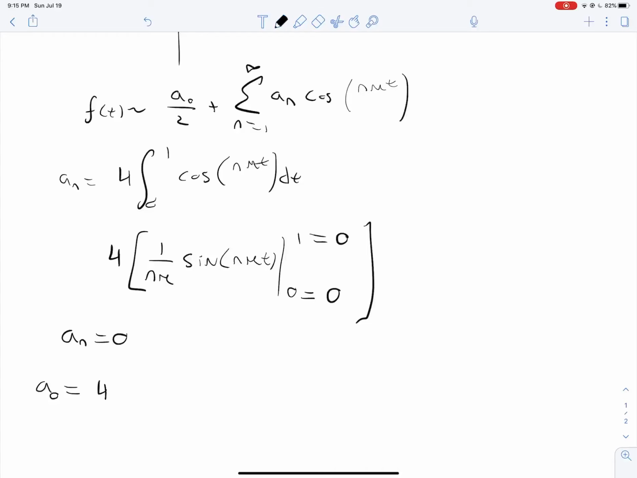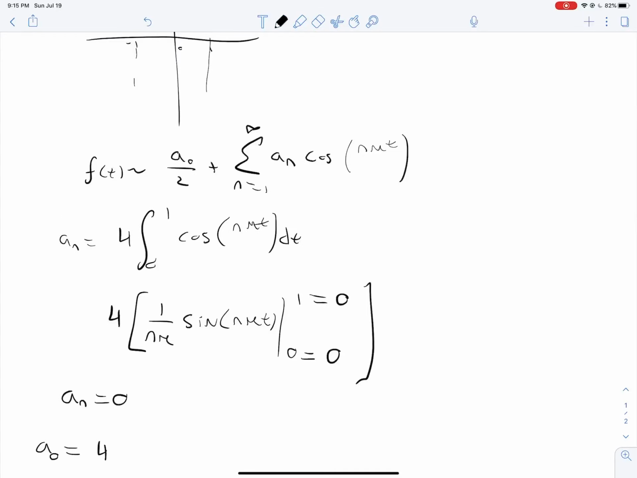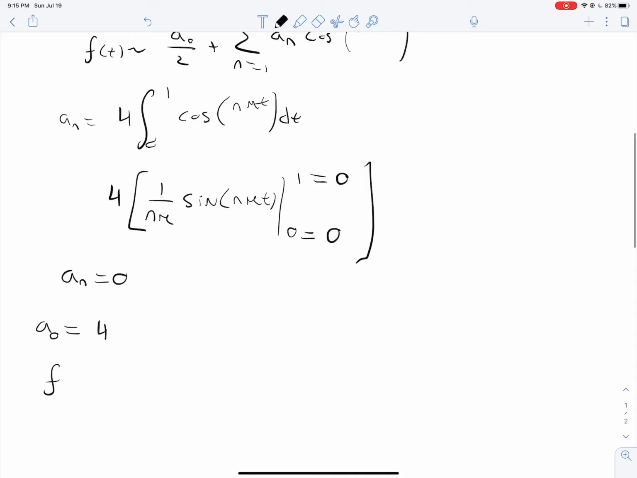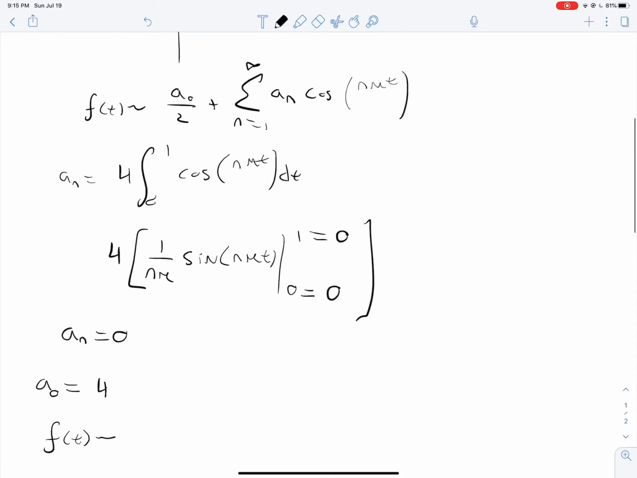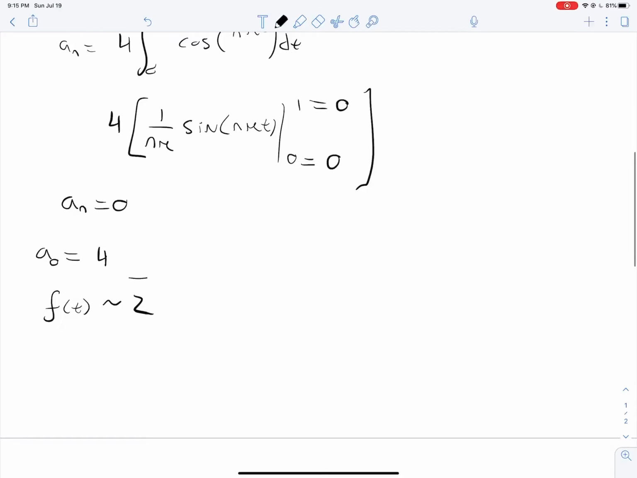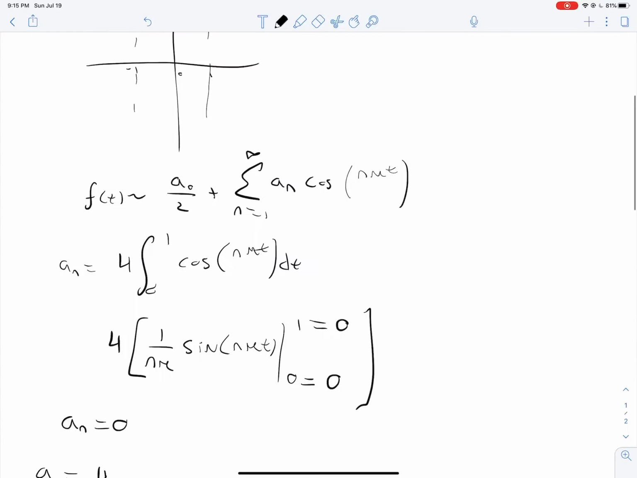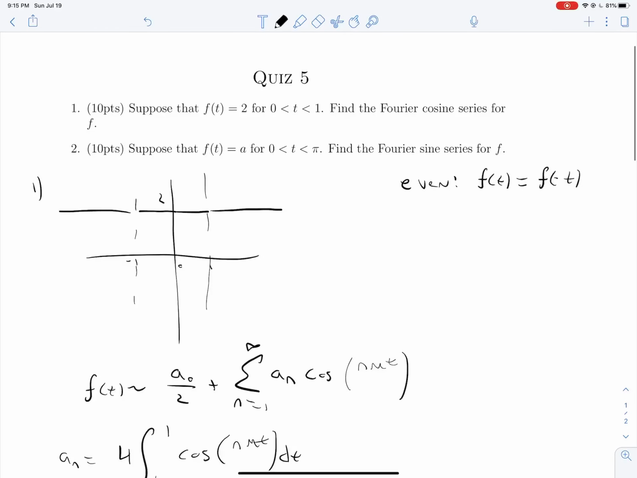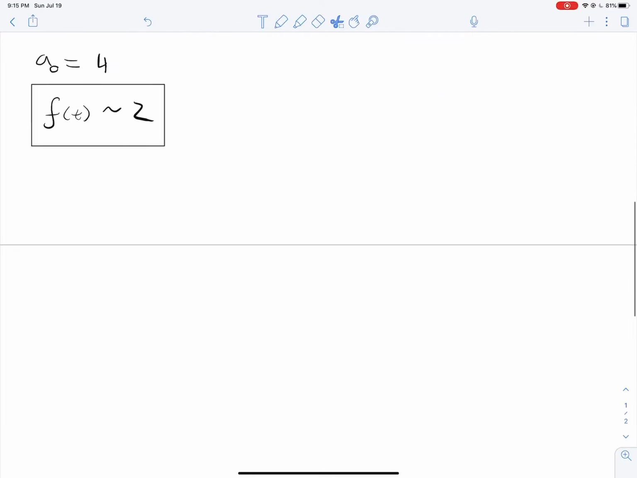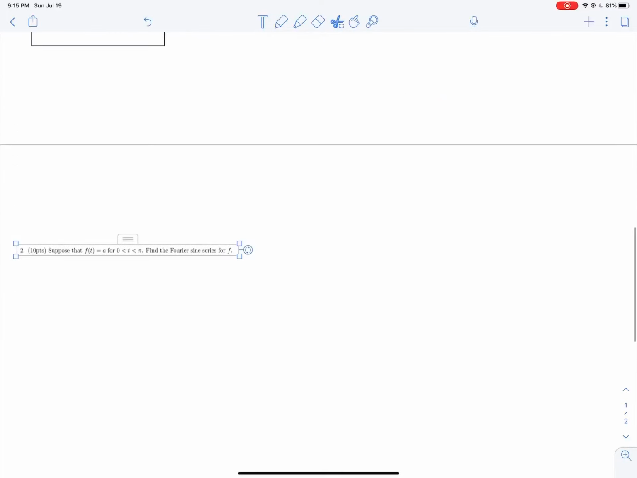So a0 is equal to 4, and since our function is approximated by a0 over 2, that will give us 2. And since all of our an's in this sum here are equal to 0, that entire sum just disappears. And this is the cosine series. Although it may not really look like it, this is the cosine series of our function f of t equal to 2. Let's grab this second guy over here and do question 2.